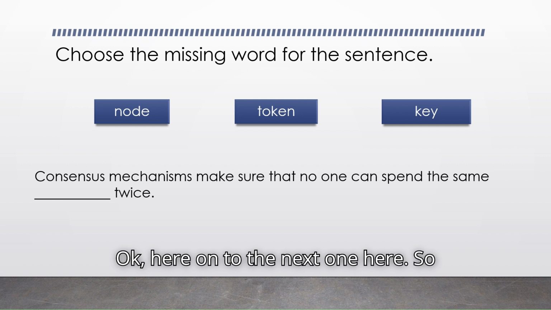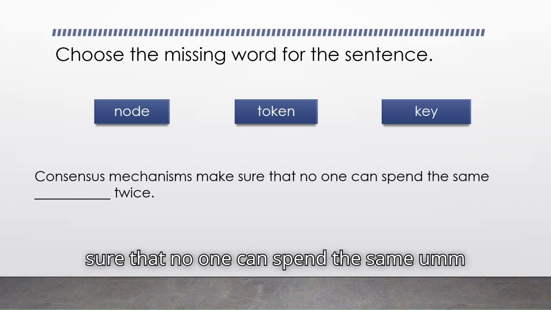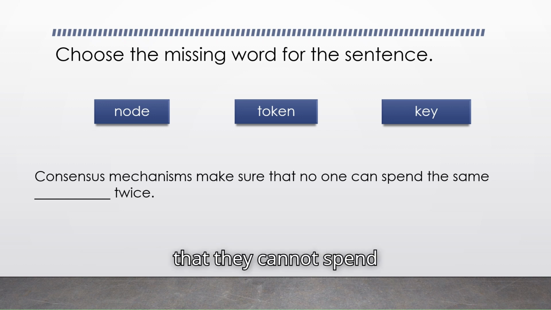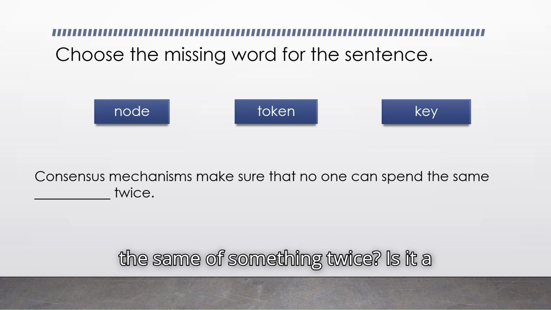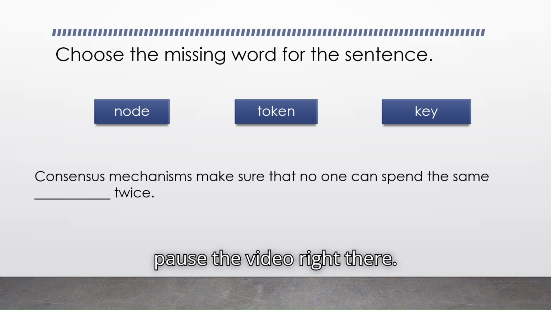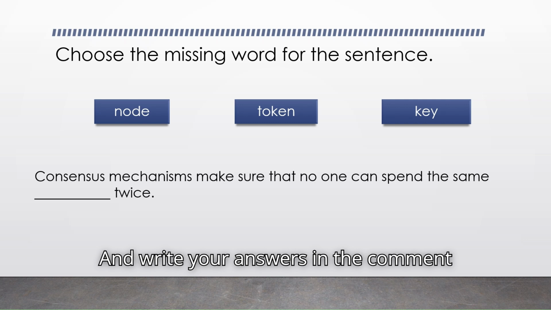Okay, on to the next one. So consensus mechanisms make sure that no one can spend the same twice. So which one do they make sure that they cannot spend twice? Is it a node, a token, or a key? Go ahead and pause the video right there and write your answers in the comment below.